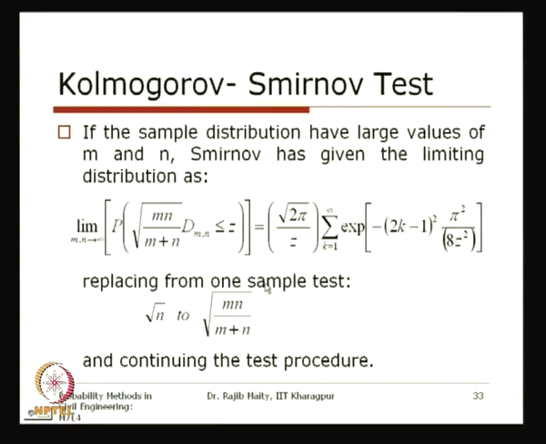If we take the significance level as 0.05, then if we equate this quantity with 0.95, the same value again comes, which is 1.36. So now the critical value is that Dmn should be less than or equal to 1.36 divided by the square root of this full quantity. Earlier it was square root of n, now it is square root of mn by (m plus n). That is the difference.